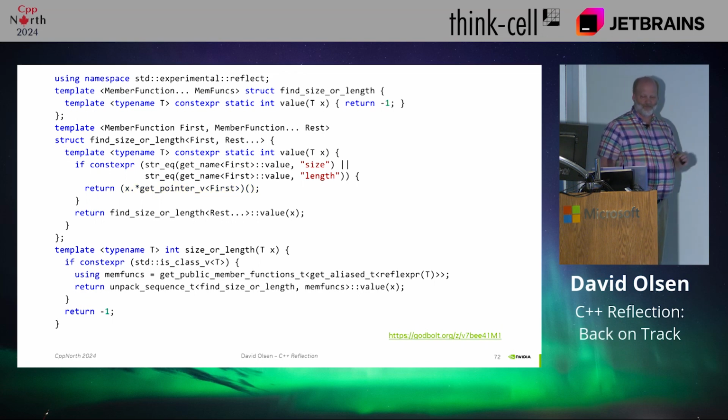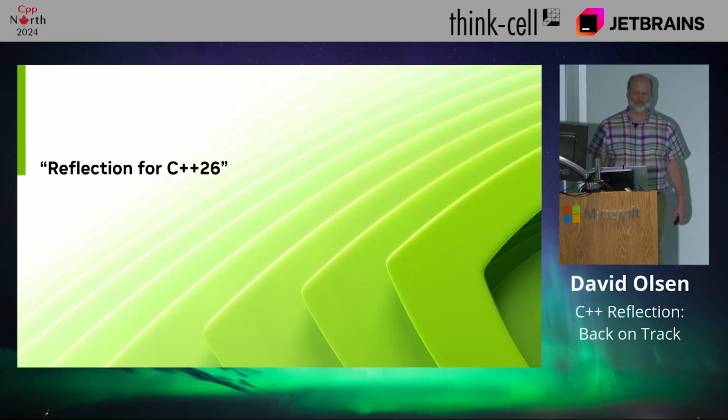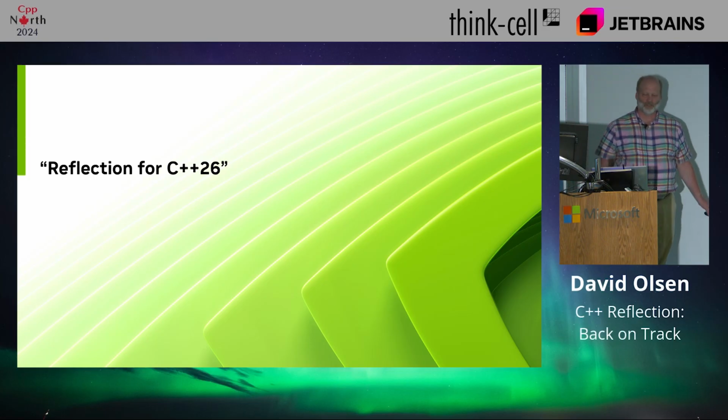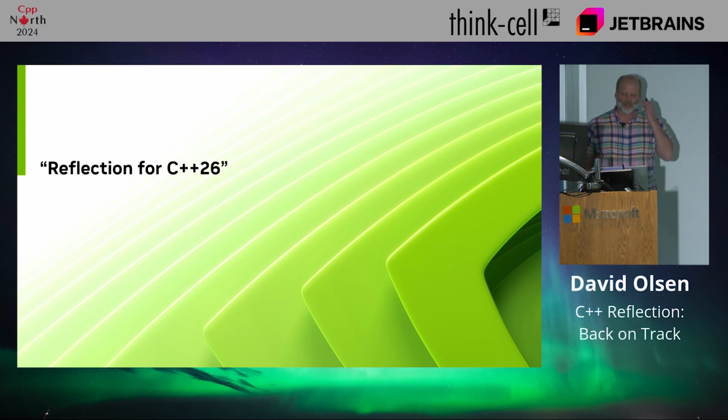From the complexity and verbosity of this code, you can understand why there was some pushback against the Reflection TS and a desire for something better. That something better is reflection for C++26, which is currently making its way through the standards committee, where it is known by its paper number, P2996.